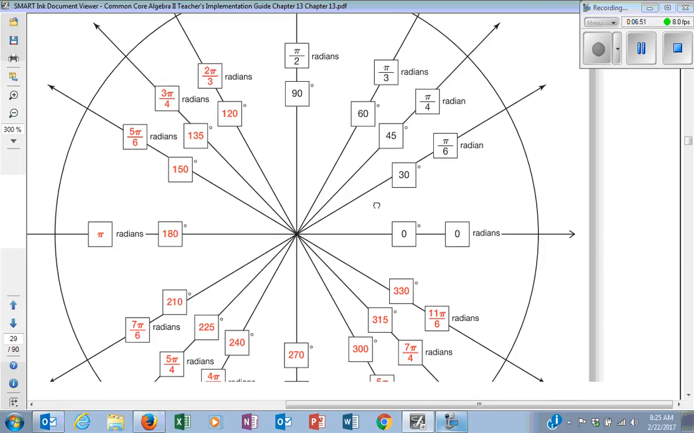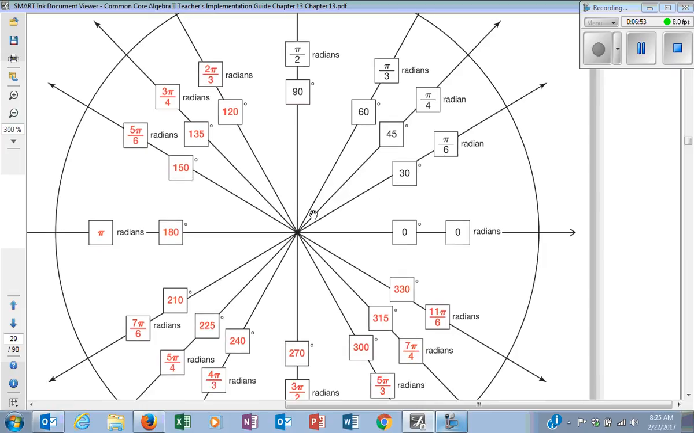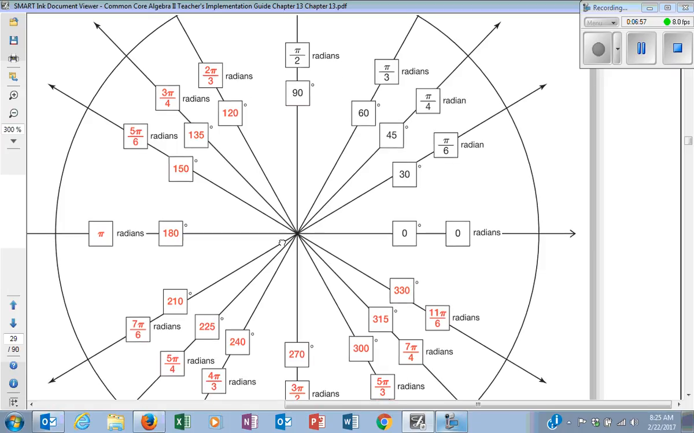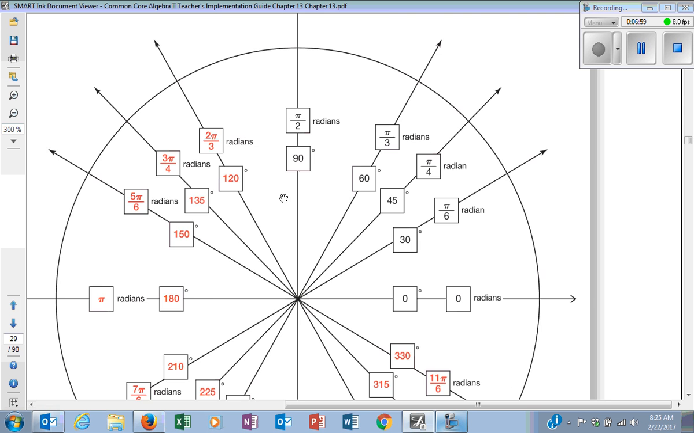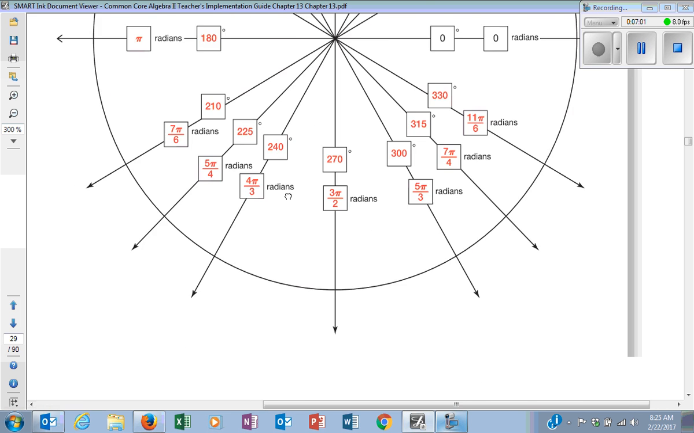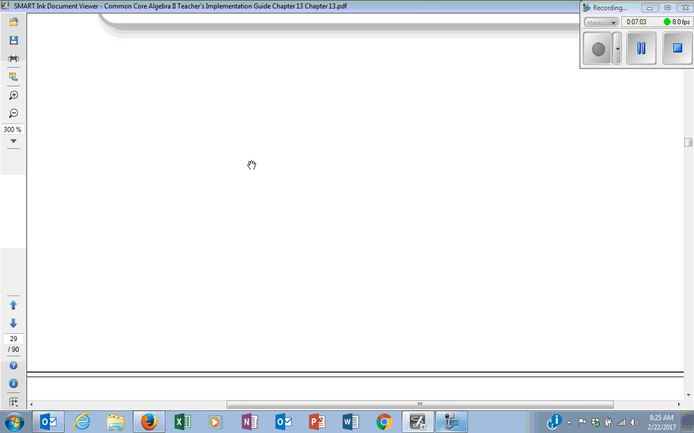I thought we were going to get to it today. We're not going to. There will be another one filled completely out. But I want to make sure we understand radians, what they are. Hopefully this will drive it home.